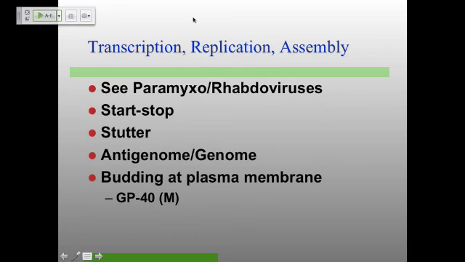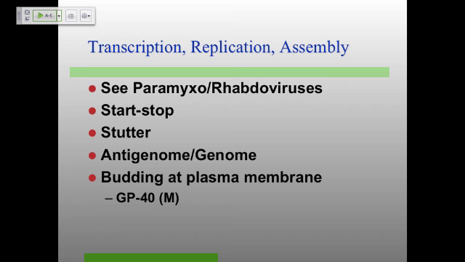Transcription, replication, and assembly. Again, sorry to keep beating the dead horse here, but the main thing is that start, stop, stuttering, make an antigenome, make a genome. Again, all of this is similar to what happens in paramyxos and rhabdos. So it's a nice review. How do paramyxos and rhabdos know when to make genome and antigenome?